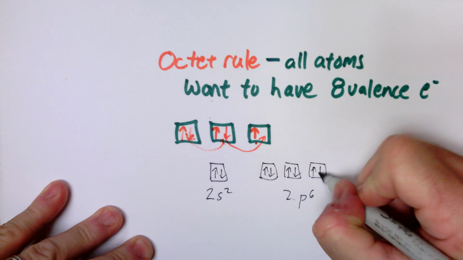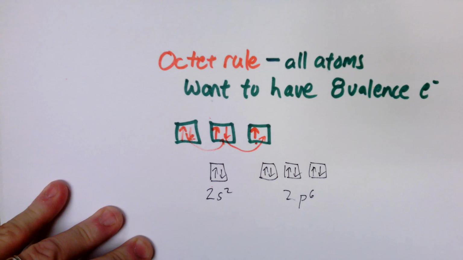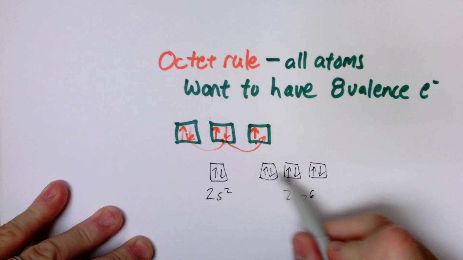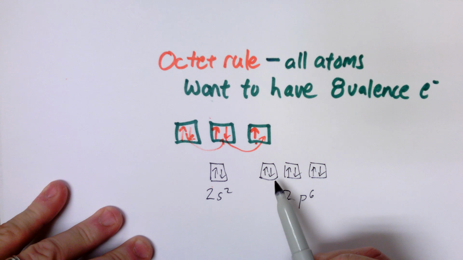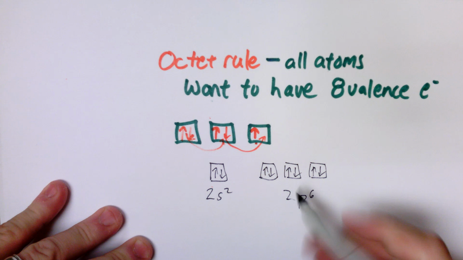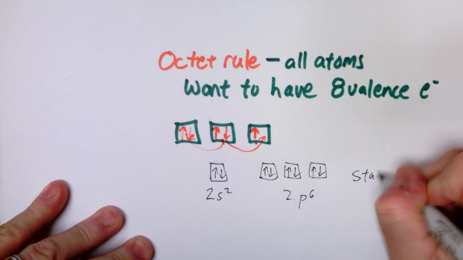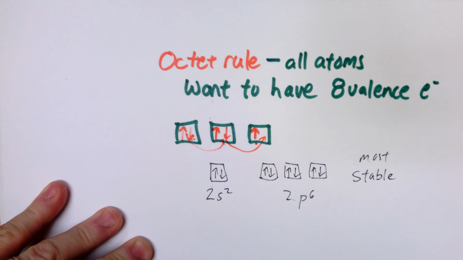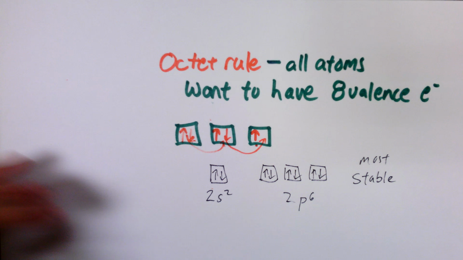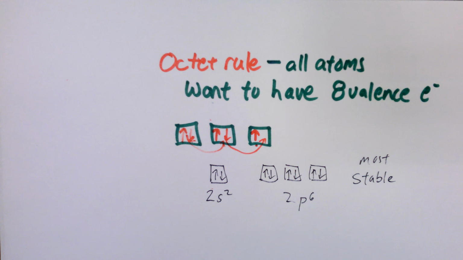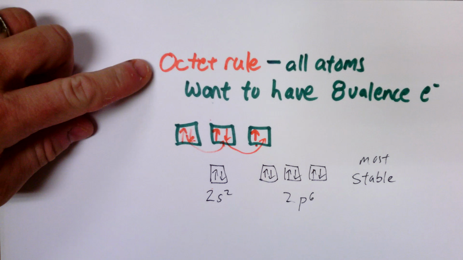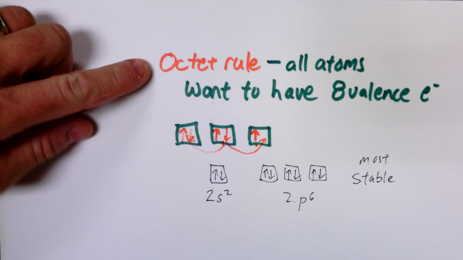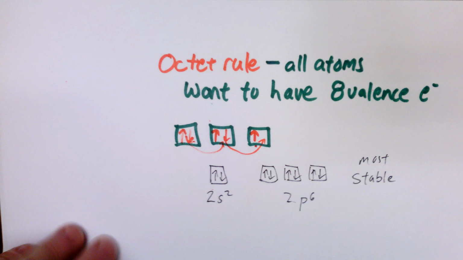Well, now everybody's full. And now we can't have any of these electrons bouncing around from orbital to orbital because there is no room anymore. So this is the most stable. And that's what atoms want to be. They want to be stable. They don't want stuff constantly moving all over the place. So atoms are shooting for having 8 valence electrons because that makes them the most stable.